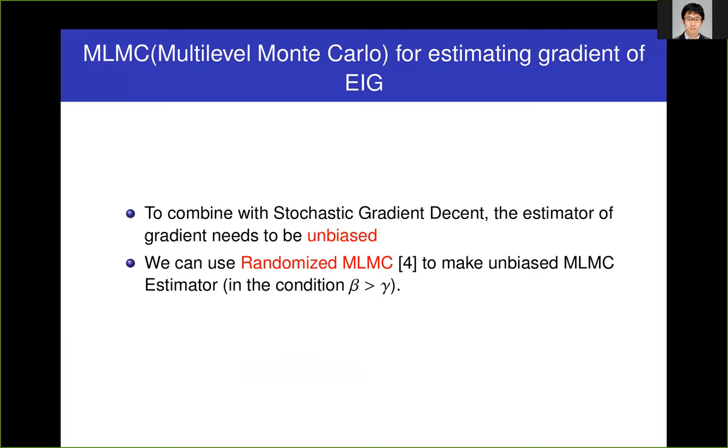Next, we explain the unbiased MLMC estimator. Stochastic gradient descent is one of the methods for optimization. To apply this method to the estimation of EIG, an unbiased estimator for the gradient of EIG is needed. We can use randomized MLMC, which can be applied when beta is larger than gamma. As already explained, this is proved in our study. So we can use stochastic gradient descent for the optimization of EIG.